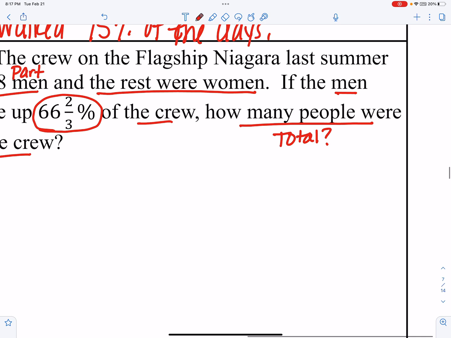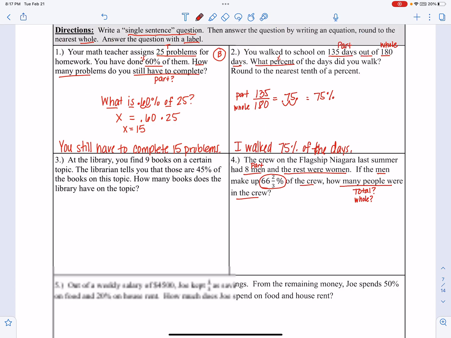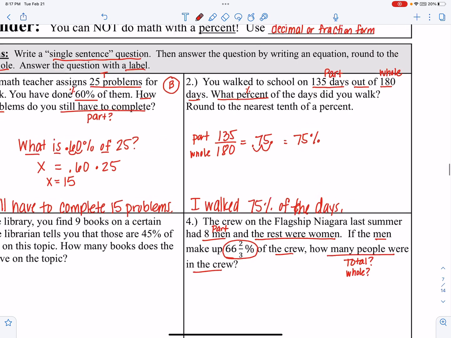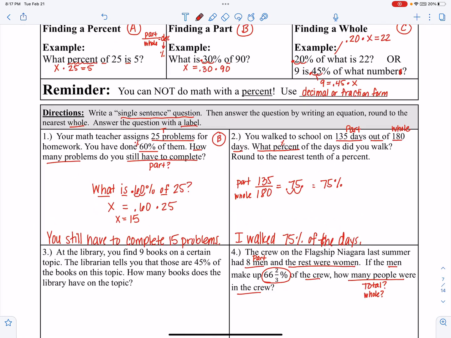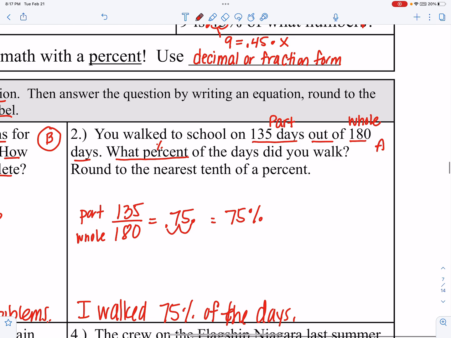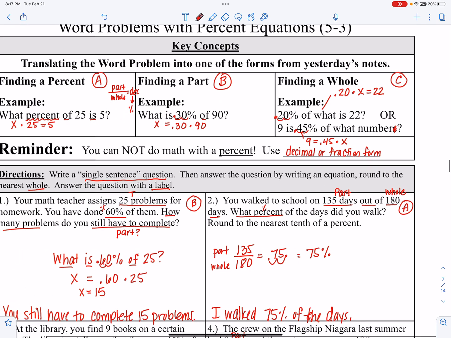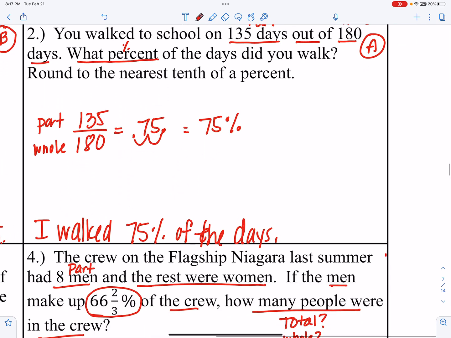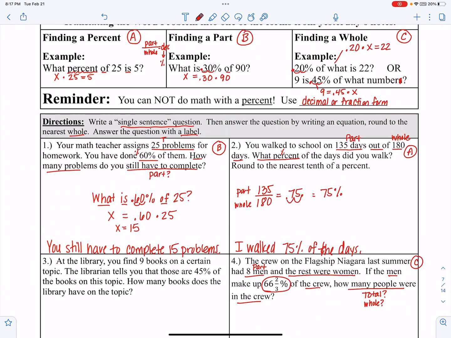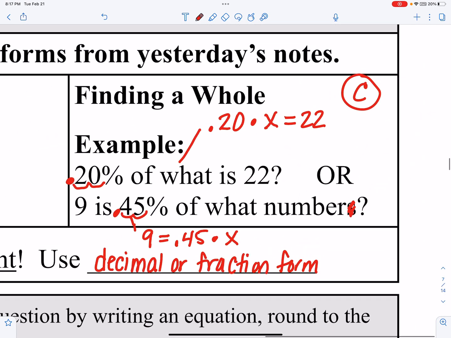Okay, I'm being asked to find the total amount of people, which means I don't know the whole. Okay. And so this is an example of, oh, we forgot to put A over here. Let's do that too. This is an example of finding a whole, which is type C here. And so here we go. You can see we have two choices. 20% of what is 22, or 9 is 45% of what number.